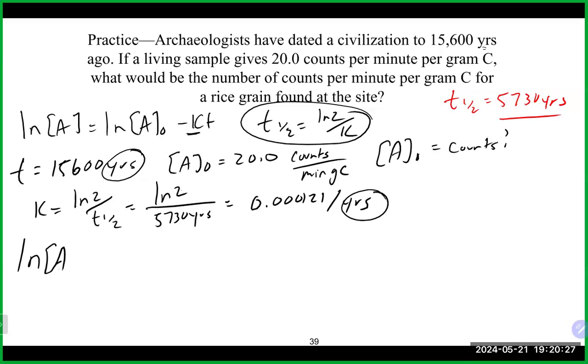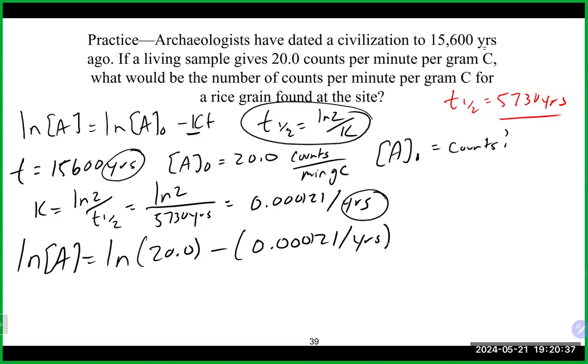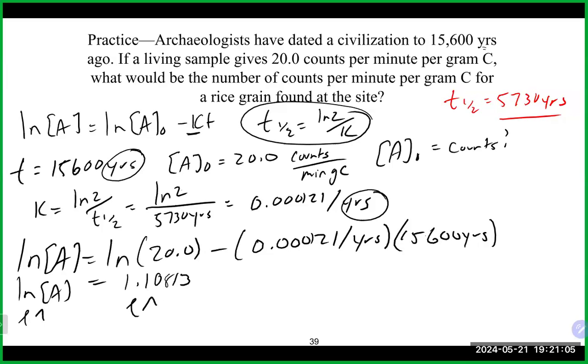So natural log of A equals the natural log of 20 minus 0.000121 reciprocal years times 15,600 years. Cleaning up the right-hand side, we get natural log of 20 minus 0.000121 times 15,600 years. That's going to give us 1.10813. Natural log of A, again, e on both sides, is going to give us a final rate here of about 3.03.